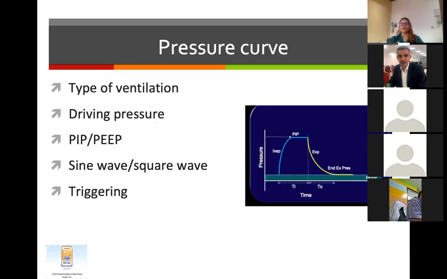So what do we get from each of these scalar graphics? What do we look at? So this is what we know, but what are we going to look at? When we are looking at the pressure scalar, we can find out the type of ventilation, the driving pressure, PIP and the PEEP, whether it is a sine wave or the square wave, and the triangular wave.